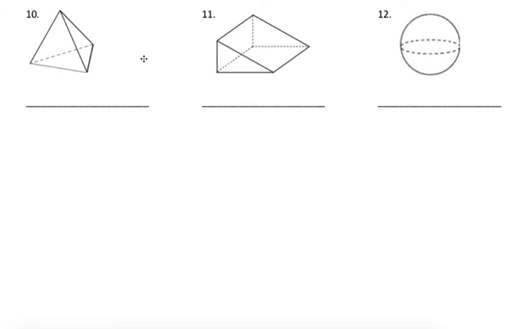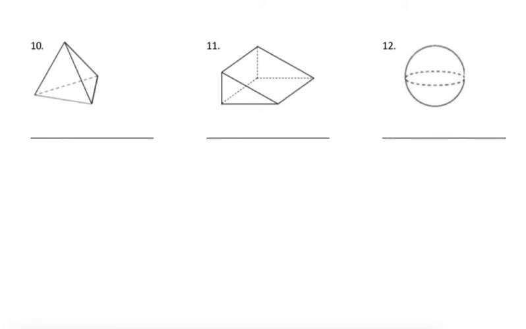And then our last 3 here, okay, as soon as I look at the first one, I kind of see that apex up at top, so I think of the base down here. All right, the base is not a circle, so it's not a cone. This base has 3 sides, so this will be a triangular pyramid.